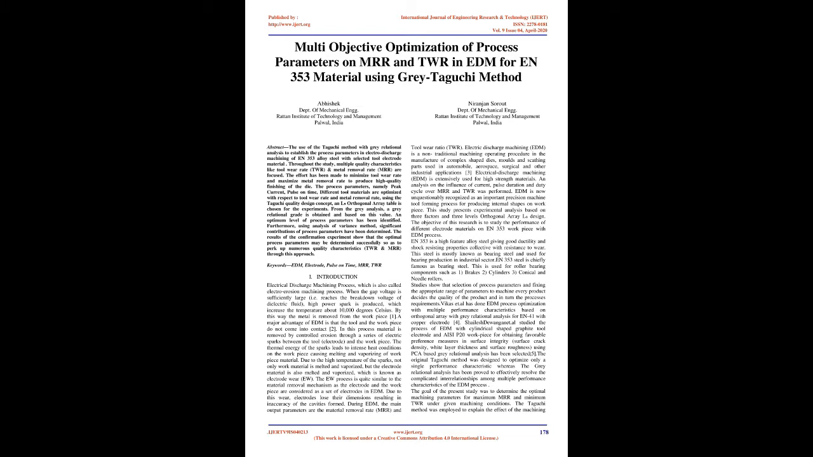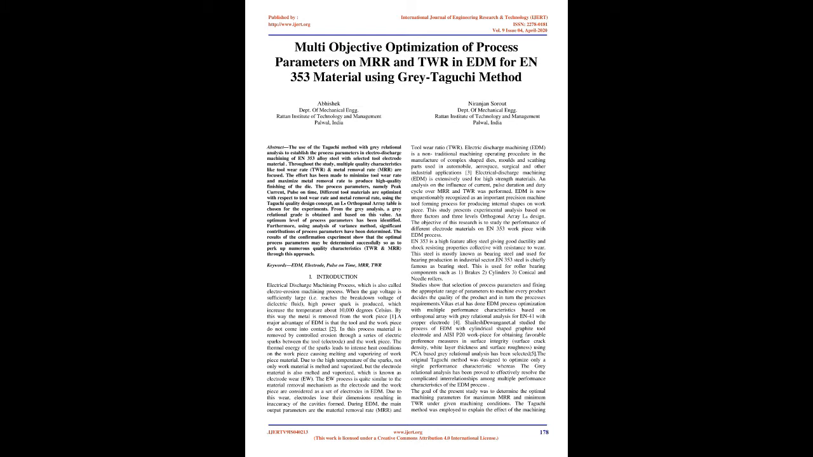In this process material is removed by controlled erosion through a series of electric sparks between the tool, electrode, and the workpiece. The thermal energy of the sparks leads to intense heat conditions on the workpiece, causing melting and vaporizing of workpiece material. Due to the high temperature of the sparks, not only work material is melted and vaporized, but the electrode material is also melted and vaporized, which is known as electrode wear, EW.